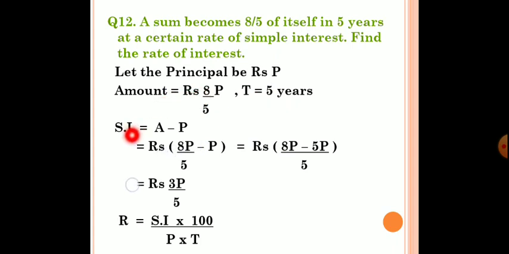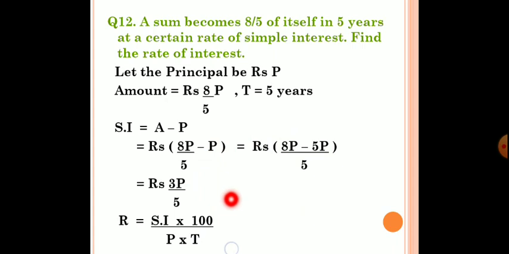So simple interest, that is amount minus principal, is equal to rupees 8P by 5 minus P. That is, taking 5 as the LCM, we will have 8P minus 5P in the numerator. That is equal to rupees 3P by 5.